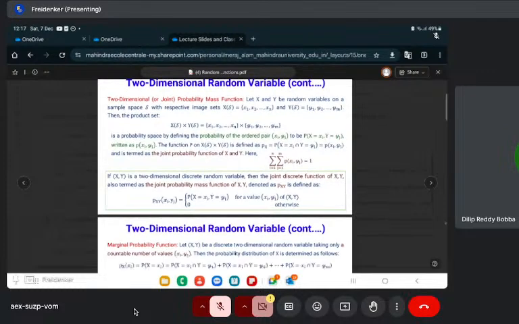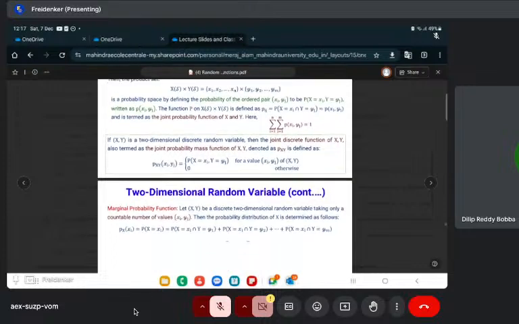That was in the continuous case that I've been discussing. If it's discrete, then instead of integration, you'll have summation. It will look something like this.